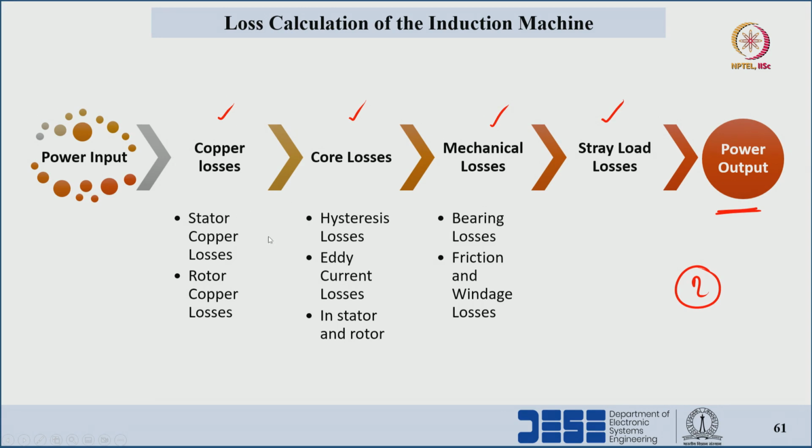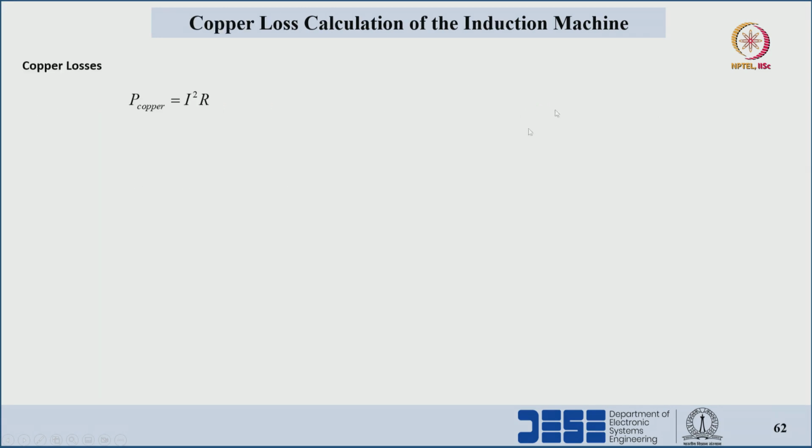First, we will discuss the copper loss. The general equation for the copper loss is I square R loss. Here R is the dissipating element which dissipates the power loss in the form of heat, and I square is the current flowing through that particular resistance.